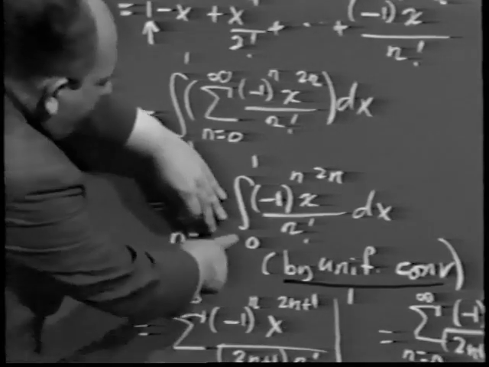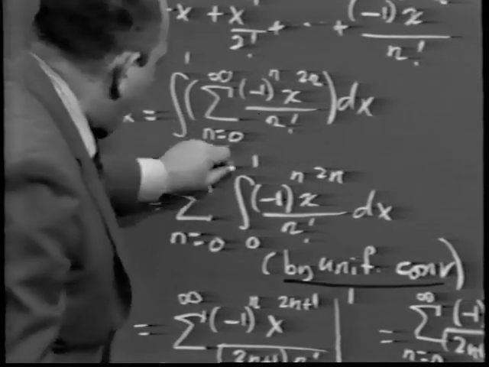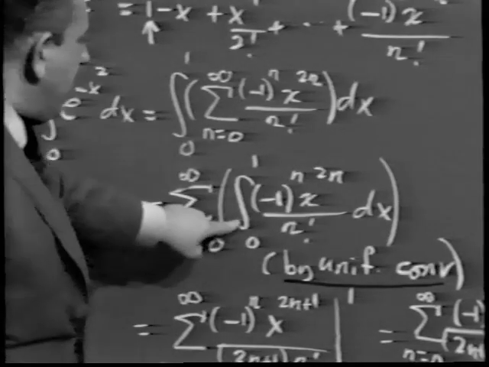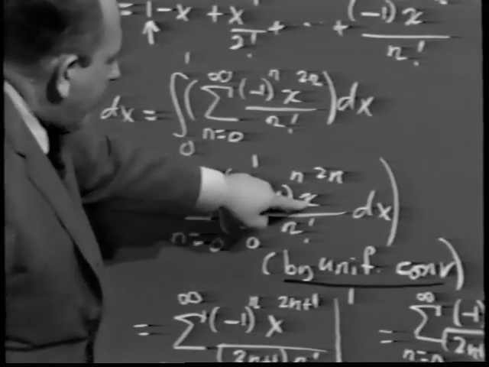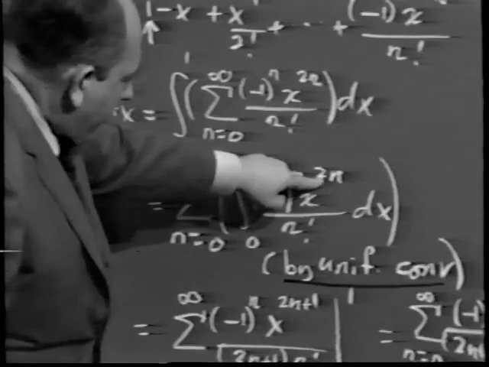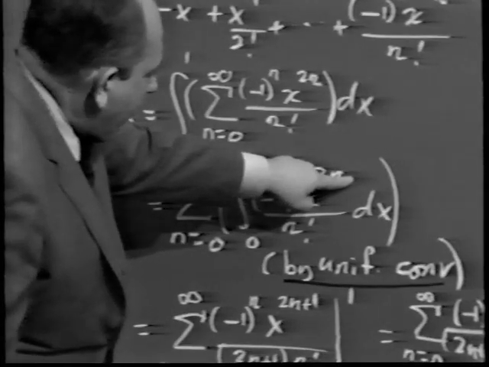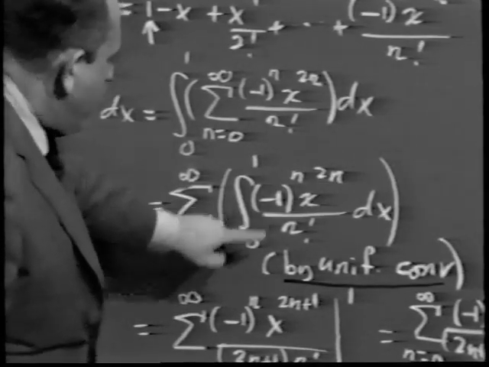And the beauty is, if I just look at the typical term that I'm trying to integrate here, that's a very easy thing to integrate. Namely, I just do what? Replace this by an exponent 1 larger, that's 2n plus 1. Divide through by 2n plus 1.